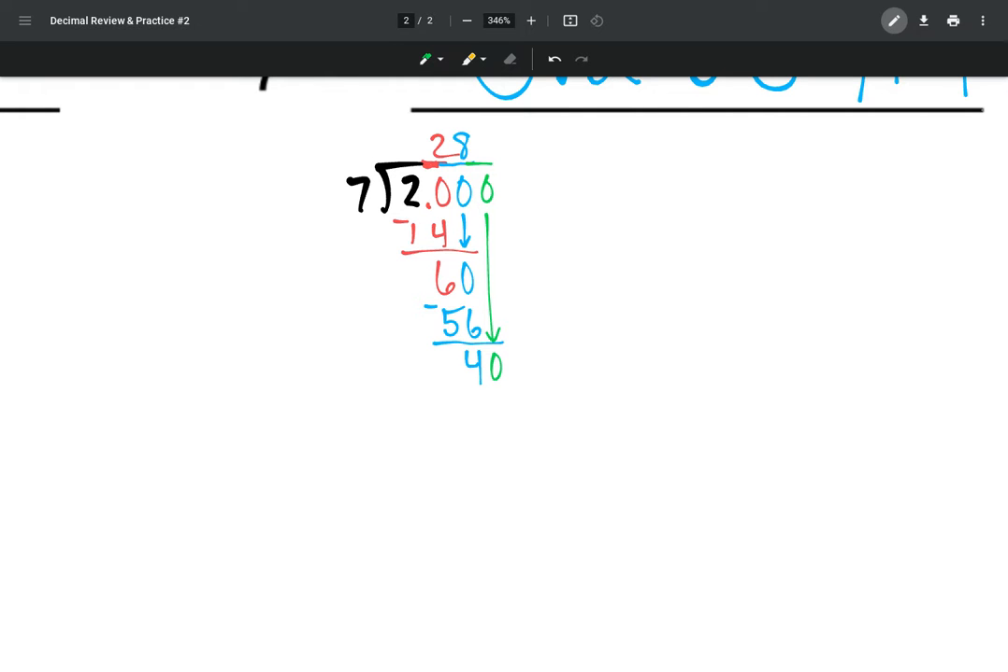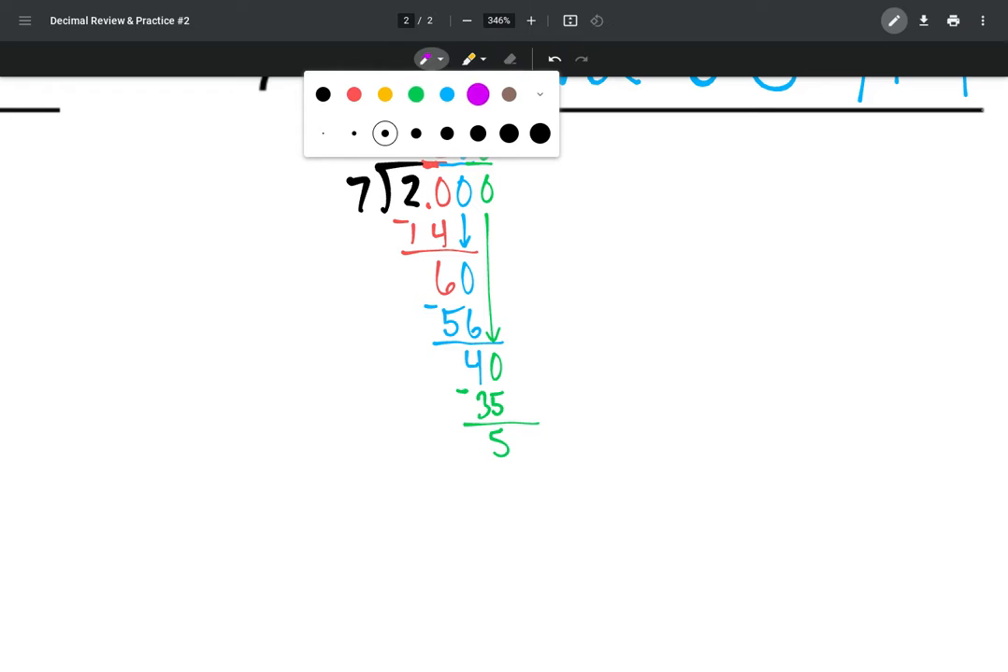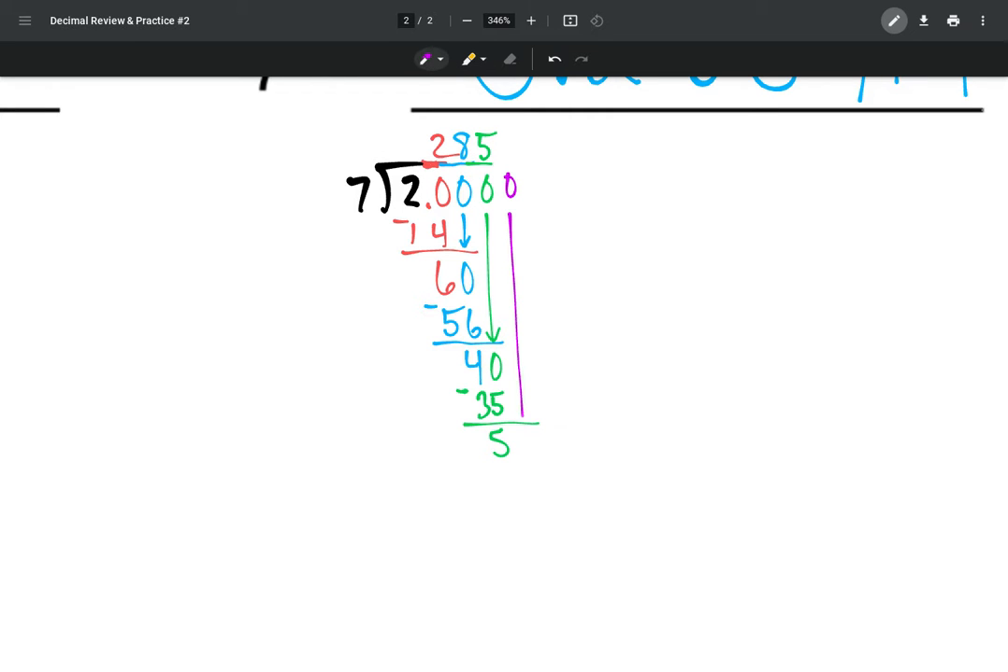We'll get 40. There are 5 groups of 7 in 40. 7 times 5 is 35. Subtract that, and we'll get 5. Let's bring down our next invisible 0 to make 50. There are 7 groups of 7 in 50, and 7 times 7 is 49. Subtract that and get 1.